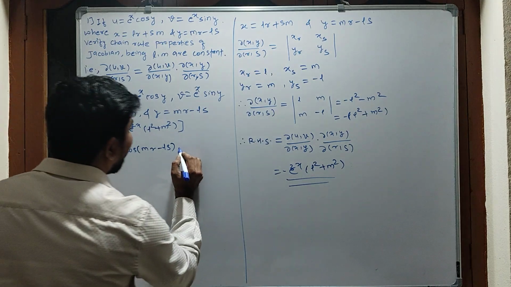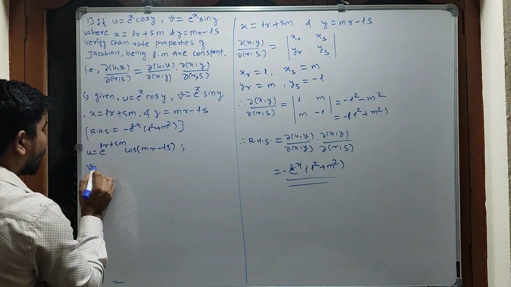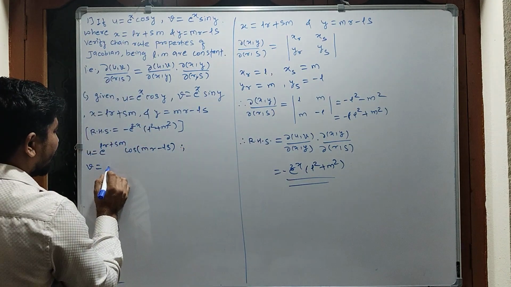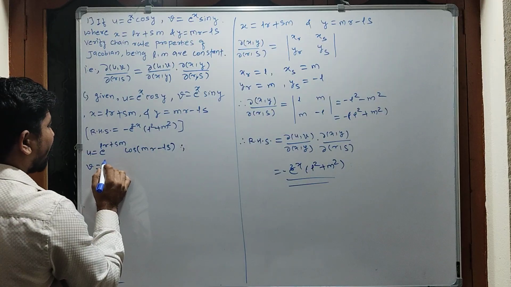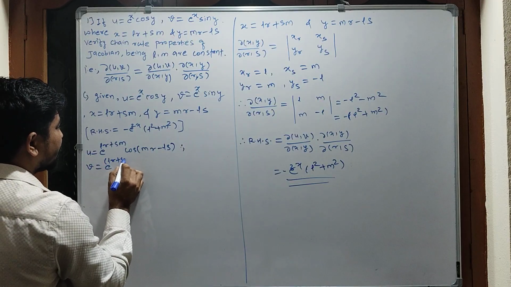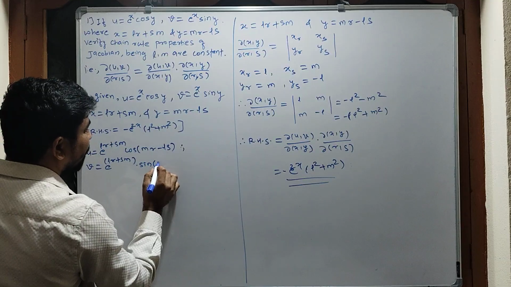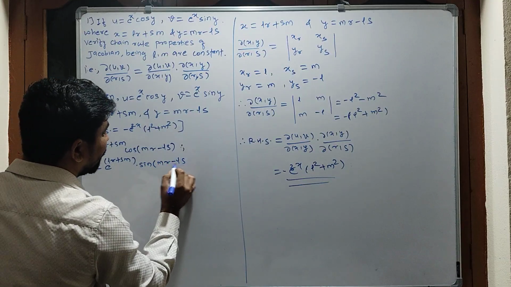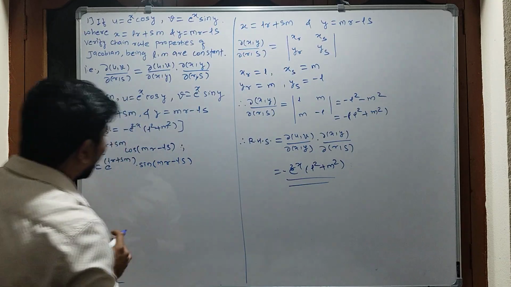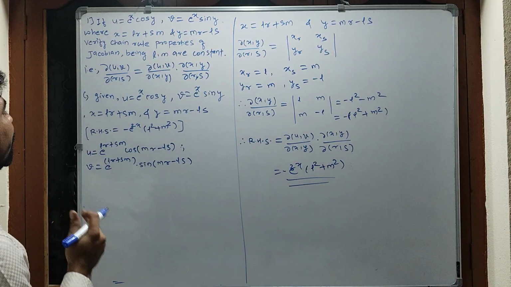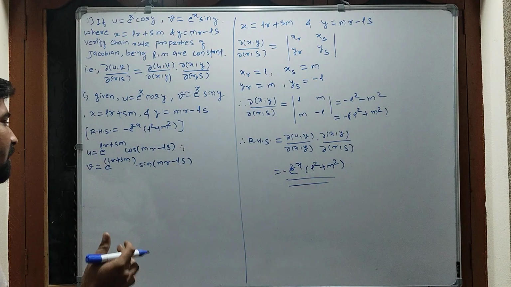In the same way, I want to write v equal to, in terms of r and s, e to the power lr plus sm into sine of mr minus ls. So now I want to find the Jacobian of u comma v with respect to r comma s.